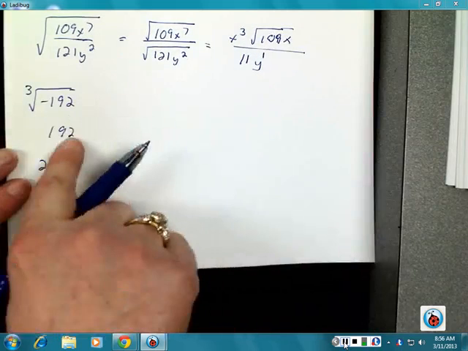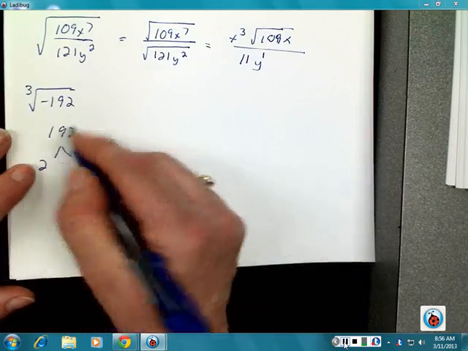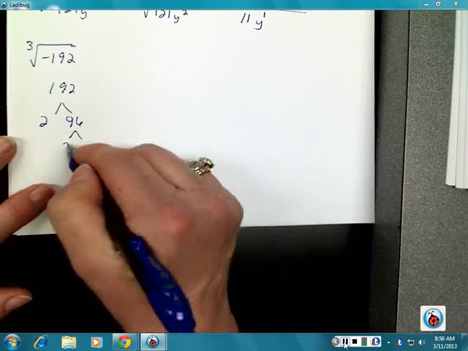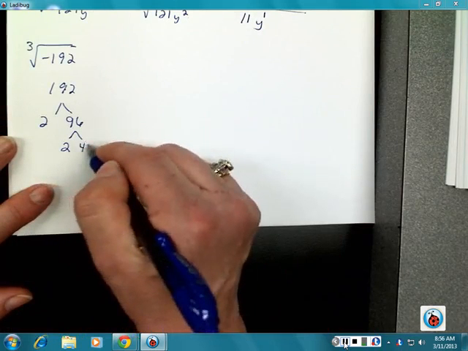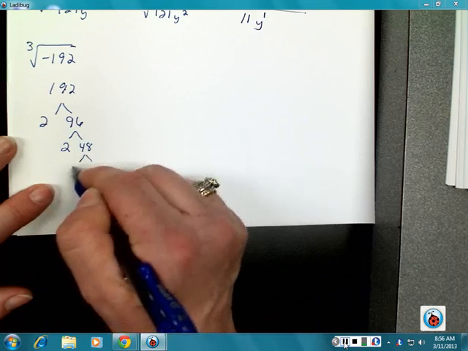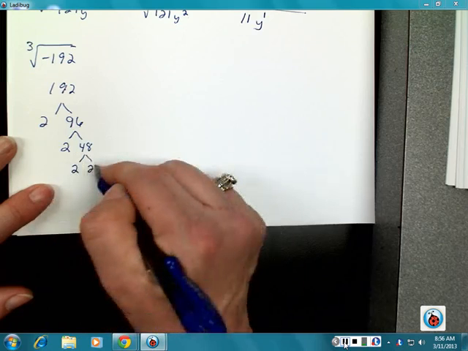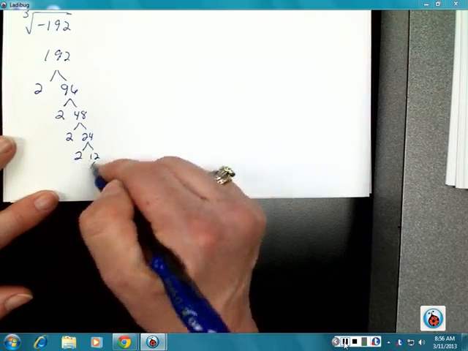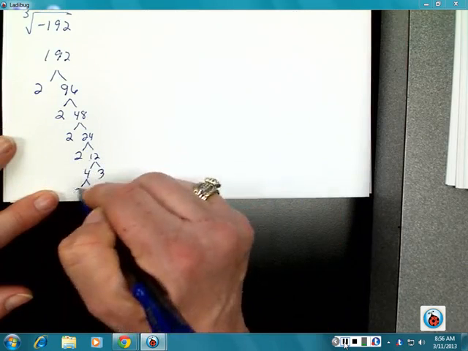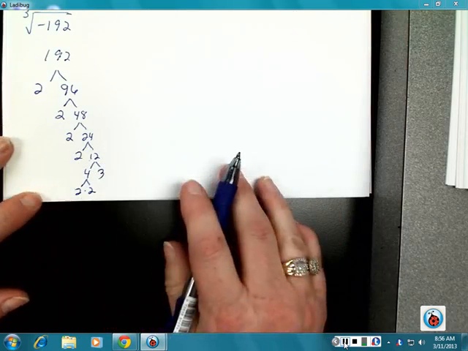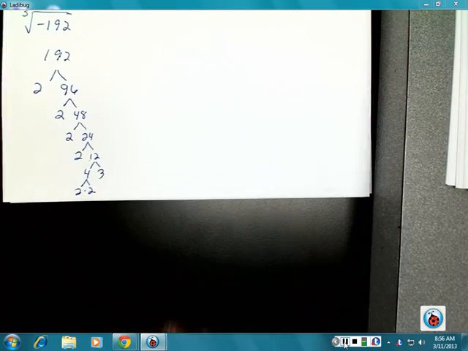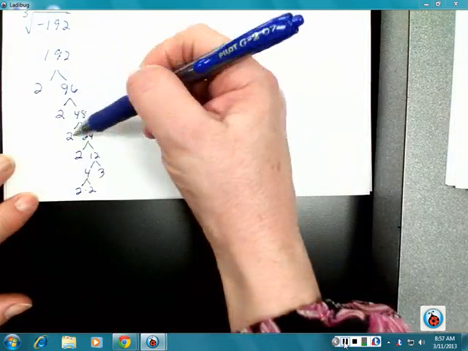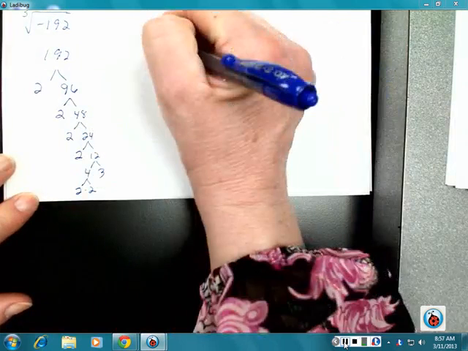2 will go into it because it's even. 2 goes into 19 9 times. 2 goes into 12 6. 2 will go into 96 48 times. 2 goes into 48 24 times. 2 goes into 24 12. 12 is made up of 4 times 3, and 4 is made up of 2 times 2. Okay? So if we break it to its prime factorizations, then we can see what we've got in there. So if I count up all my 2's, 1, 2, 3, 4, 5, 6 2's, 2 to the 6th.